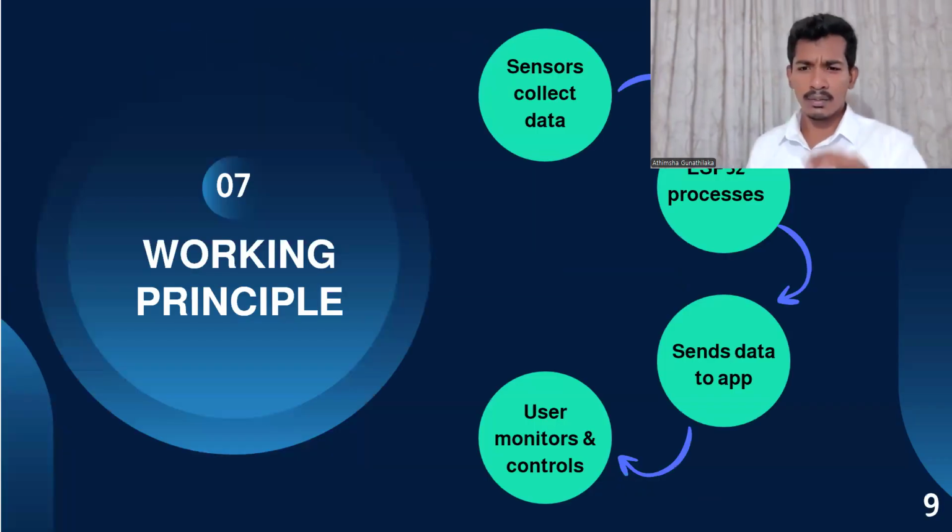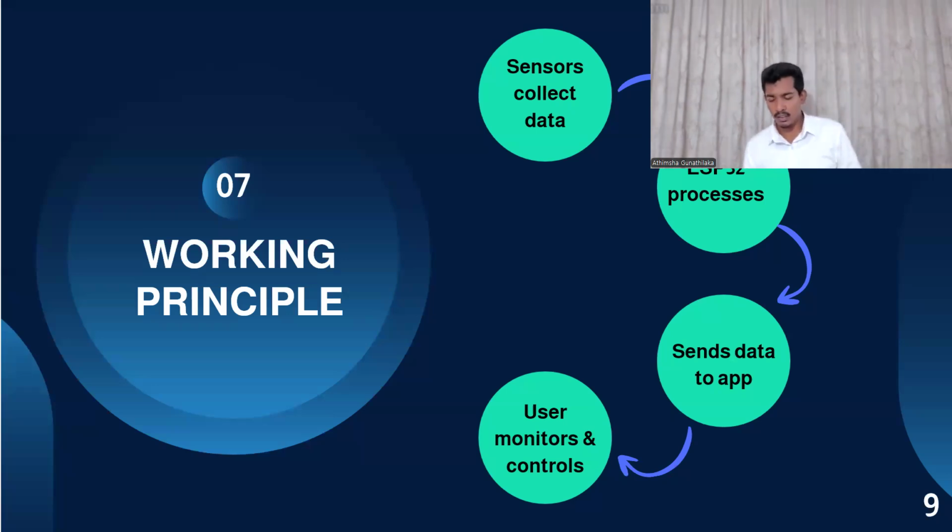Here's the working principle for our project. The sensors collect data. The ESP32 microcontroller processes that data, and it sends it to a dashboard app. And the user has the ability to monitor the situation, and also issue control commands if necessary. It's a clean feedback loop: sense, process, transmit, and control.